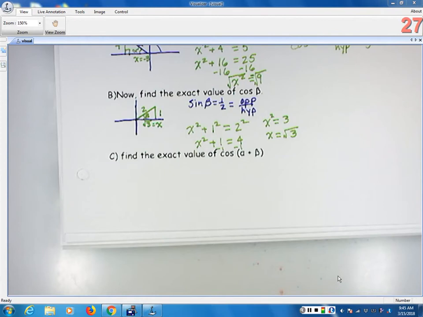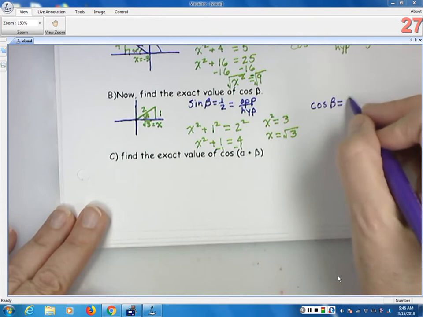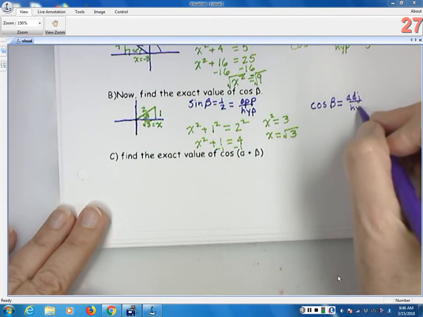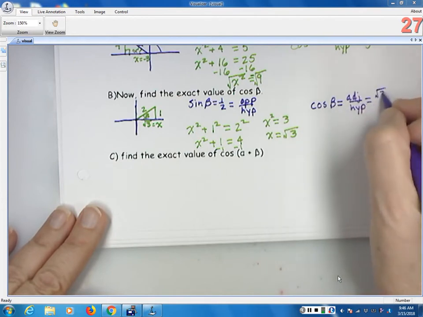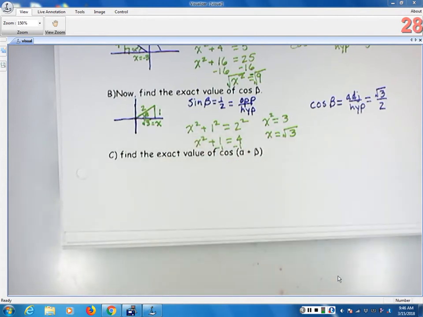So, what's the value of cosine beta then? Cosine beta is adjacent over hypotenuse, and that's the square root of 3 over 2. In fact, this is one of those triangles you were supposed to memorize back in the first section. This is the standard 30, 60, 90 triangle. So if I ask you a question that's a standard 30, 60, 90, you wouldn't have to show this stuff. I'm showing it to you in case you don't remember that. Okay, so does that make sense?